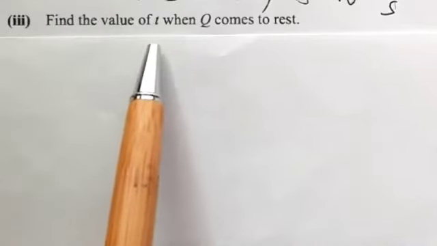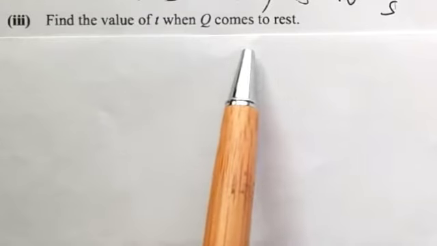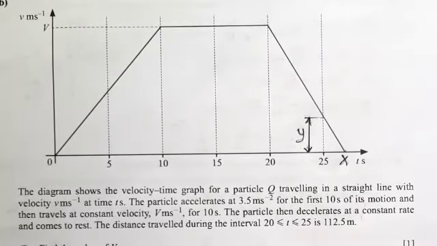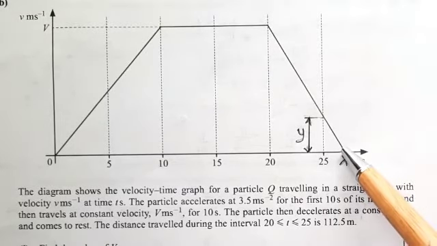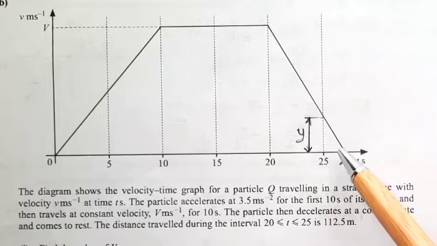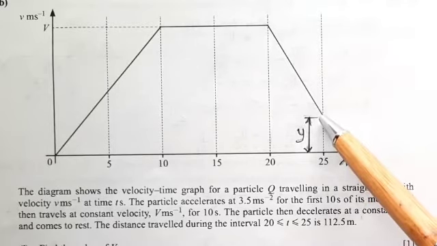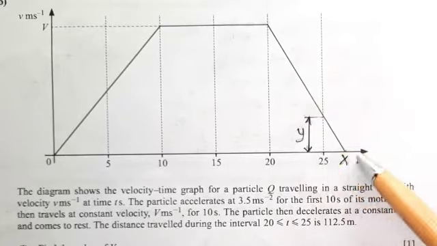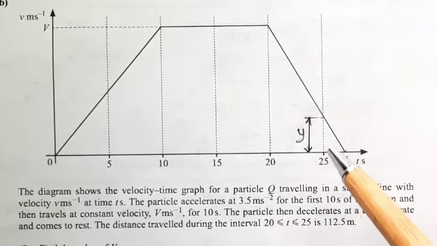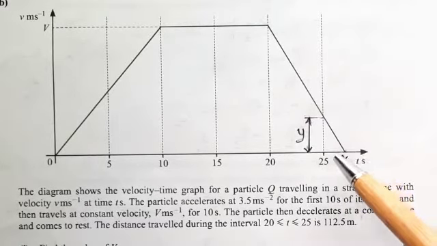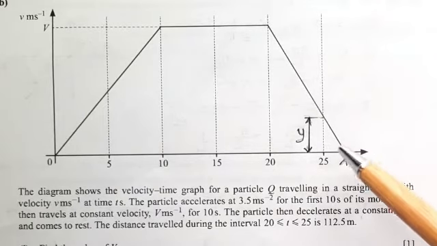Now I find the value of t when Q comes to rest. Q comes to rest here. Thus let the time when particle Q comes to rest be x seconds. Here we have two similar triangles, this and that one. The ratios of corresponding sides for the two triangles are the same.